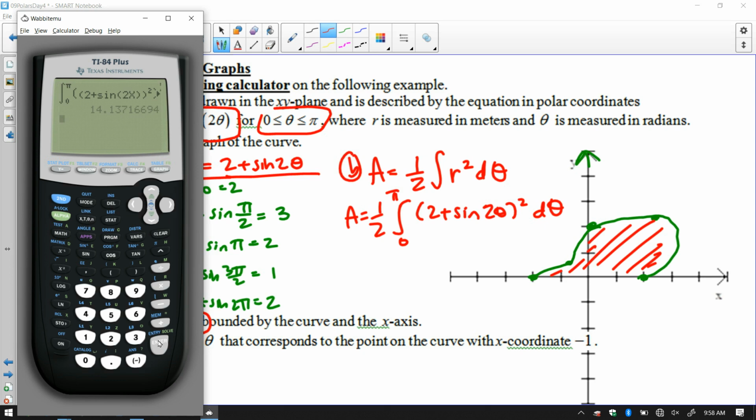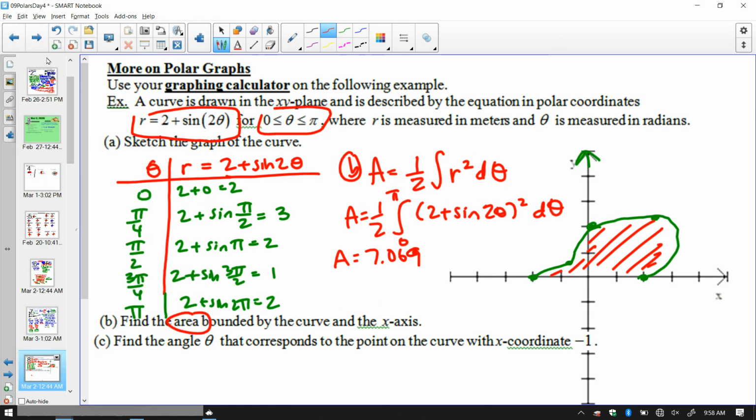Pray, hit enter, and I think I need to divide this thing by 2. I need to multiply by 1/2. So divide by 2, and I get 7.069. Can I get a second on that? Good. Okay, and that's how easy this problem is. You just enter it into a calculator. Make sure you enter it correctly, though. It's a little bit tricky.